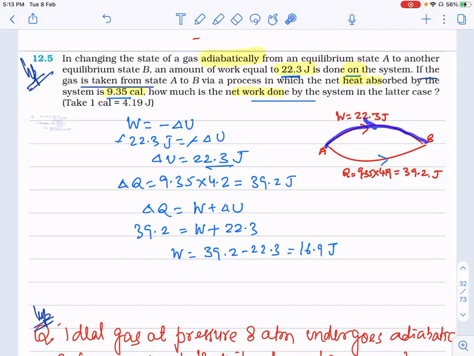Through the adiabatic process, we got the internal energy. For any other process, the change of internal energy for the same change of state A to B is going to remain the same. Heat is given, so using the first law of thermodynamics and putting the values, this equation you know from FLT. Solving it, we get work done will be 16.9. The rest of the energy will increase the internal energy. Clear to everyone?